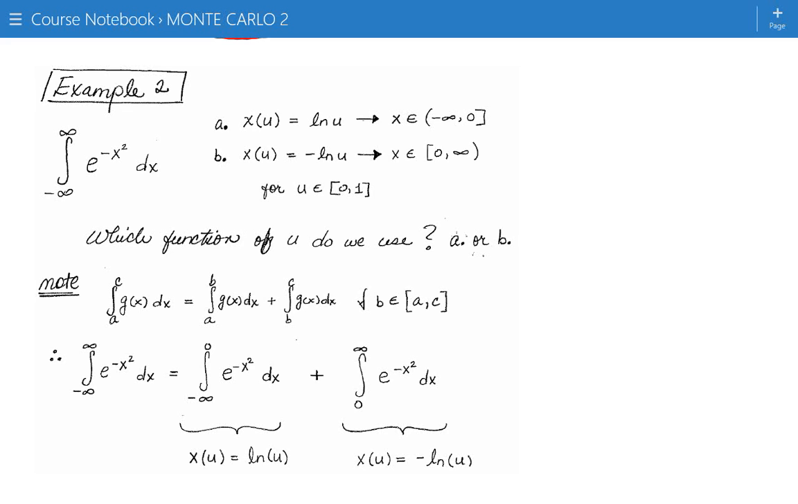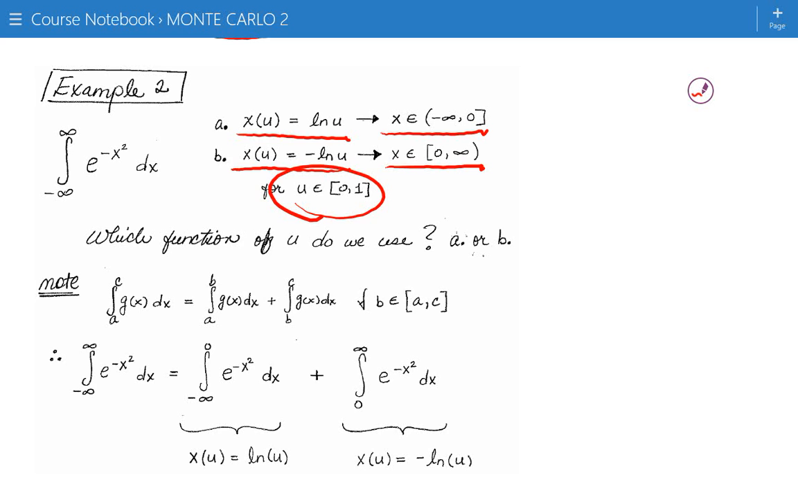In this example, we're going to go from negative infinity to infinity, integrating e to the negative x squared. Well, how can we do this? If we make x a function, log of u, then x is going to go from negative infinity to 0. And if we take negative log u, we're going to go from 0 to infinity. Since u is a unit interval, we really can't get from negative infinity to infinity.